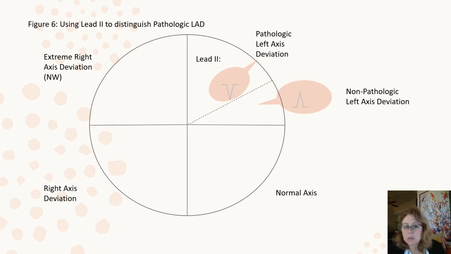I'm not going to check lead 2 if I have a right axis deviation or if I have normal. I'm only going to check it if I have a left axis deviation, so meaning that lead 1 is positive, lead 3 is negative. Now I'm going to check lead 2, and if it is negative, then I say it's pathologic. But if it is positive, I say that this is a non-pathologic left axis deviation.